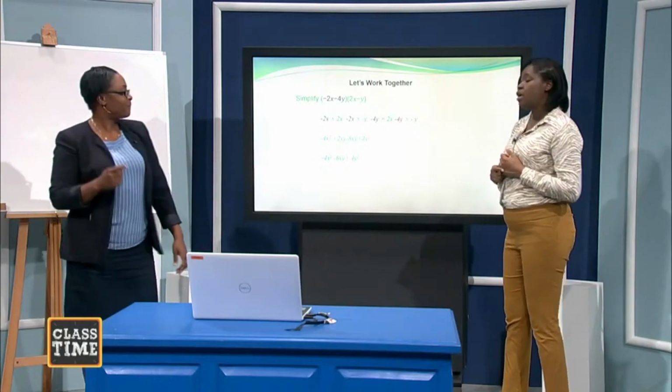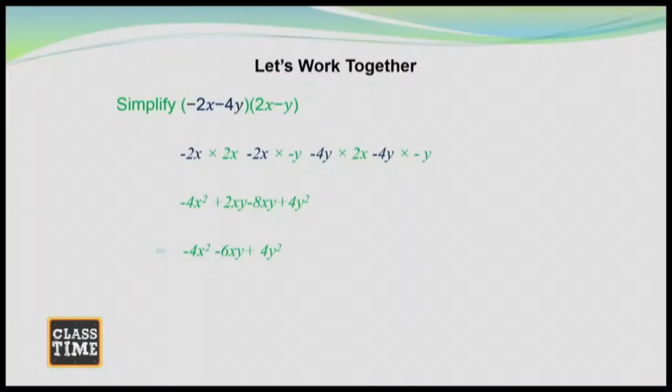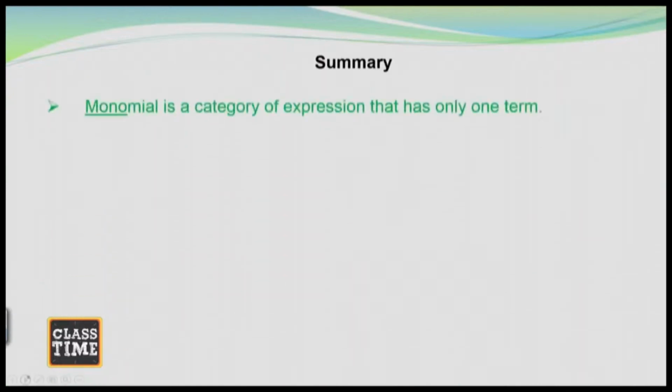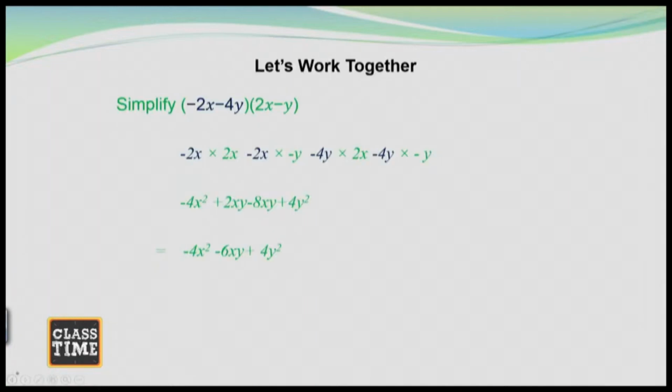Note that we take the terms in the first bracket to multiply the terms in the second bracket. So negative 2x multiplying 2x. We have negative 2x multiplying negative y. Negative 4y multiplying positive 2x. And then negative 4y multiplying negative y right here.